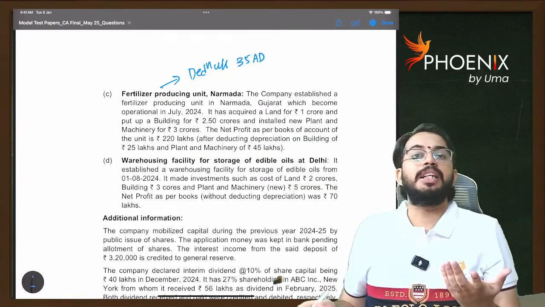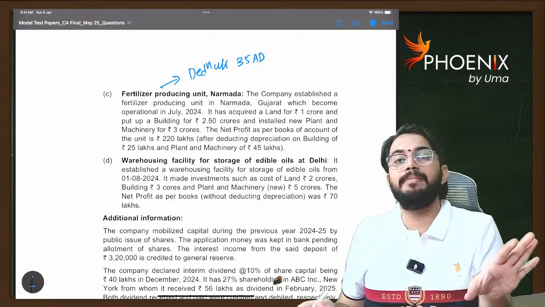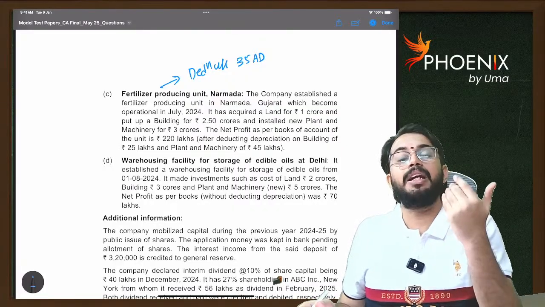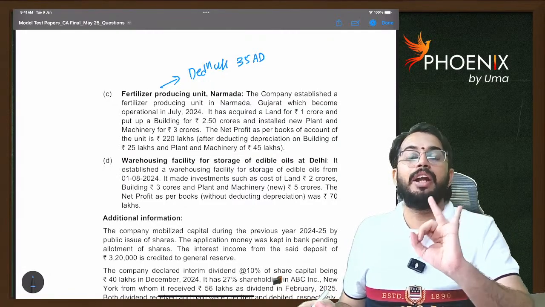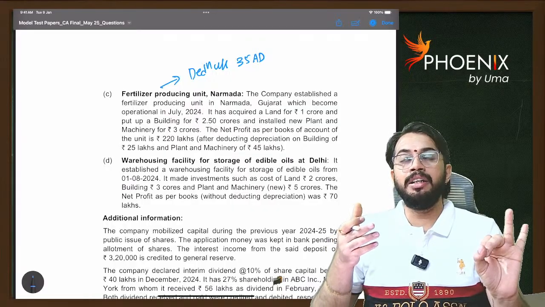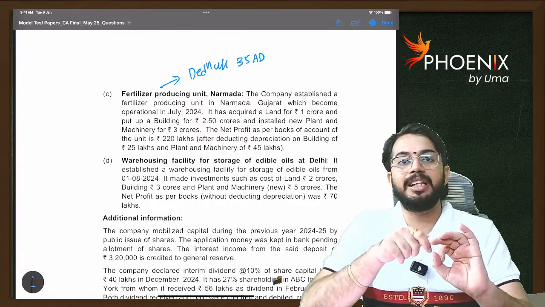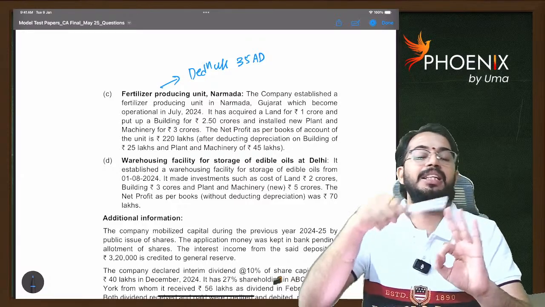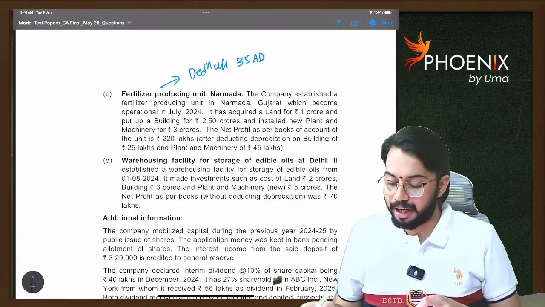So, under section 35 AD, you can claim revenue expenditure as deduction. You can also claim capital expenditure as deduction, but you cannot claim land expenditure. You cannot claim financial assets, and you cannot claim intangible assets, goodwill. Okay, goodwill, financial assets, and land. These three assets' expenditure is not allowed as deduction under section 35 AD.